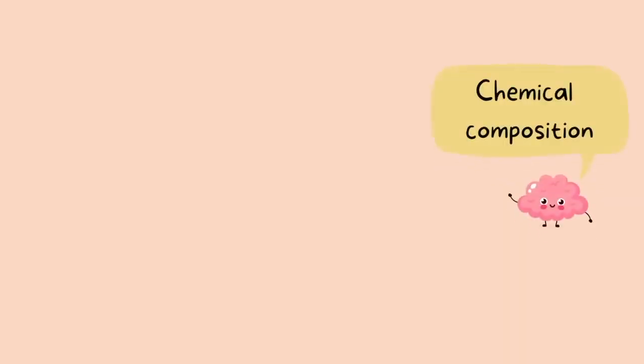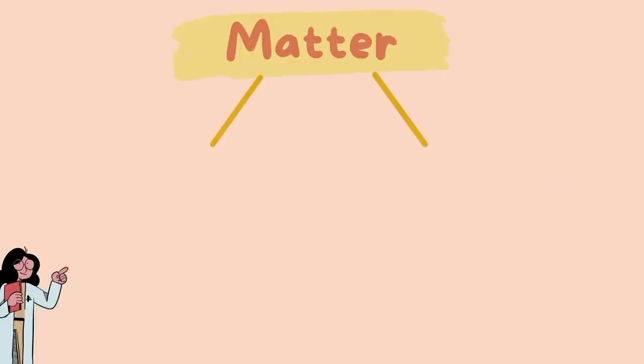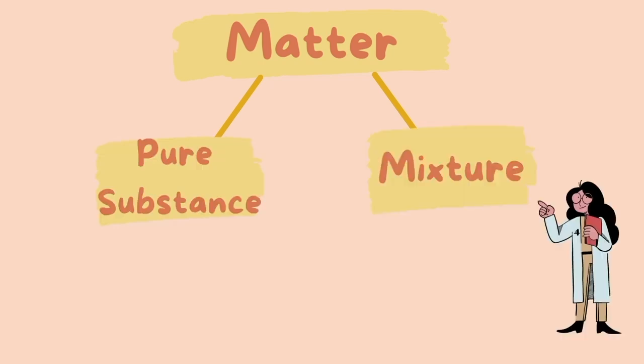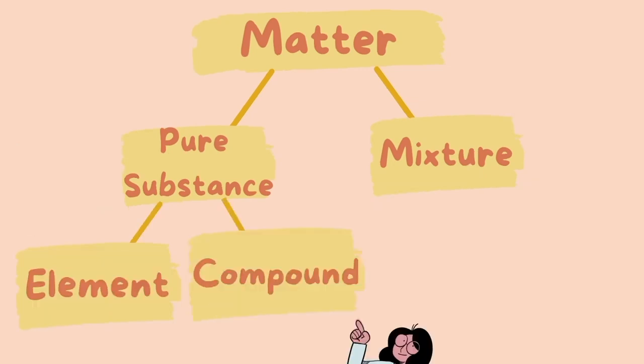Lastly, we're going to go over chemical composition. We begin here with matter at the top, and matter can be described as either a pure substance or a mixture. A pure substance has the same chemical composition throughout its sample, whereas a mixture has various compositions throughout its sample. A mixture consists of two or more pure substances combined. A pure substance can either be broken down into an element or a compound.